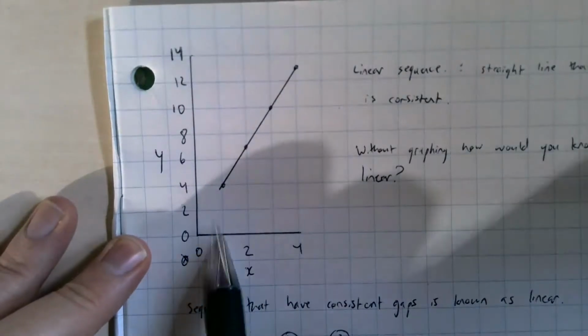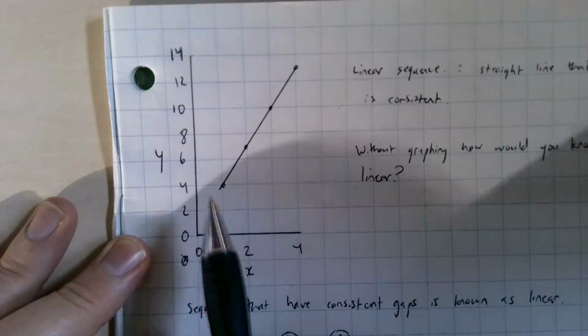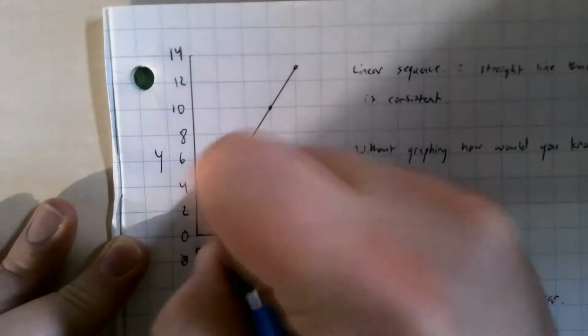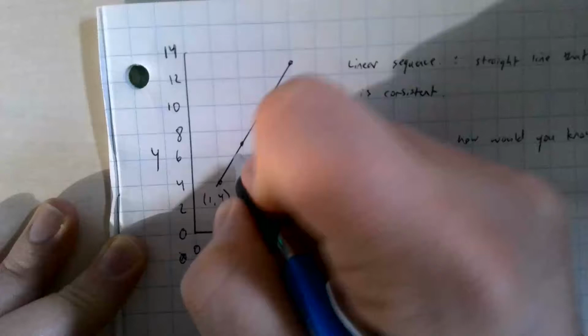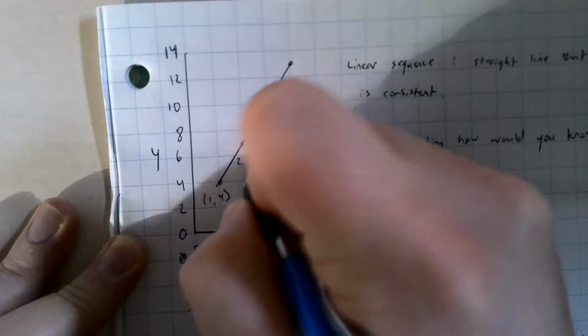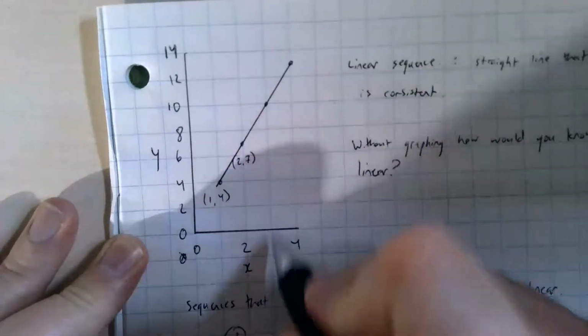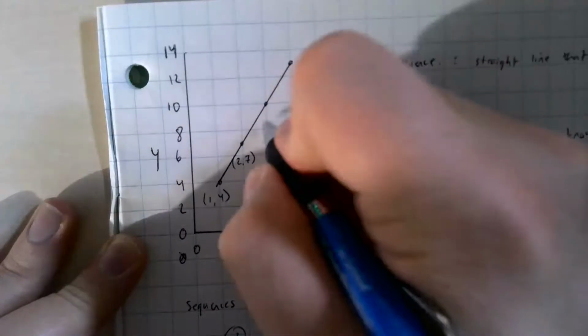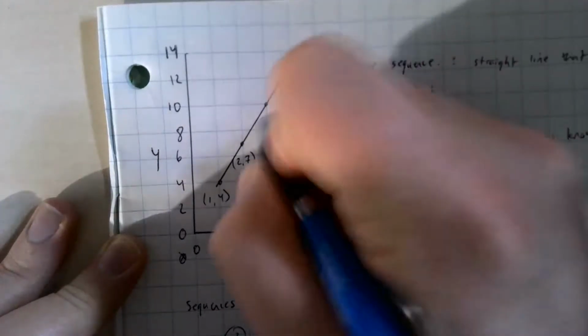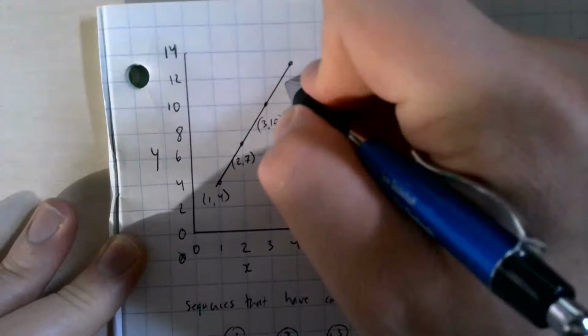My very first term was the value of 4, so 1, 4. Let's put it down. 1, 4. And the second value was 2, 7. The third term was 10, so 3, 10. And my last term was 4, 13.